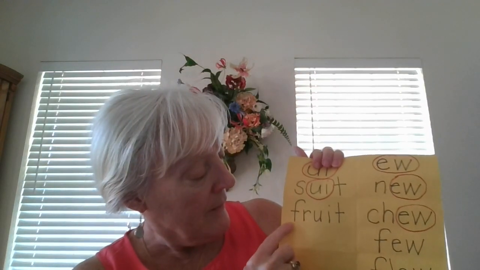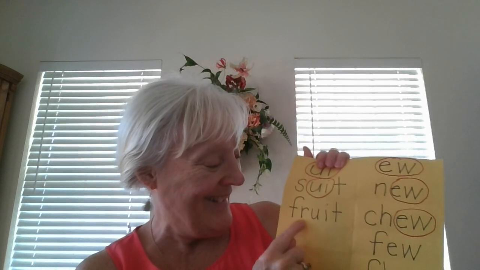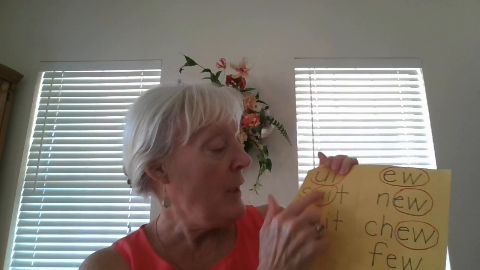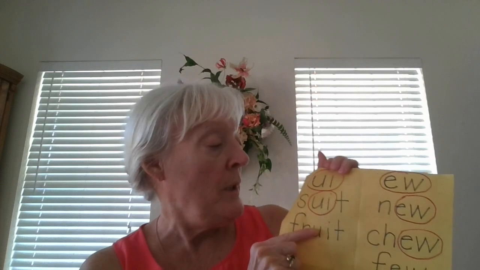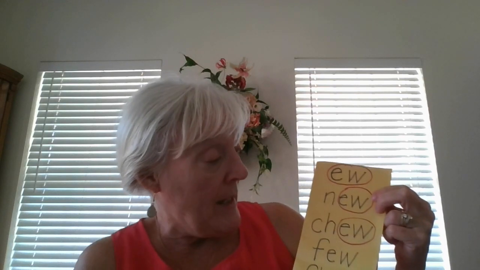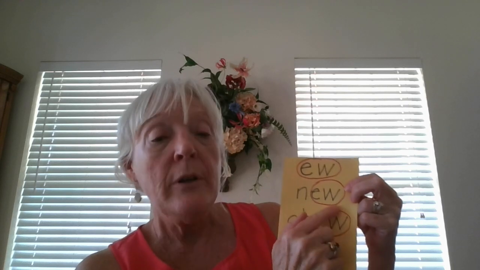Look at the next one. I love that what? Fruit. Fruit. So here we have the spelling for ew in the middle of a word. When we hear ew at the end of a word, a lot of times we use the EW. Most of the time we use the EW to spell it. So this is the ew at the end. Put N in front of ew. What do we have? New.